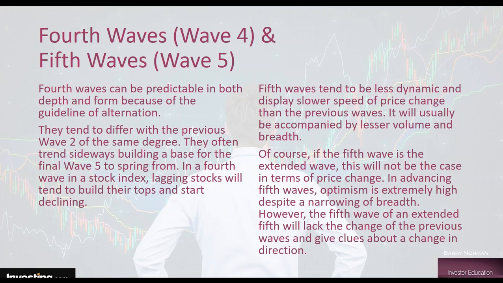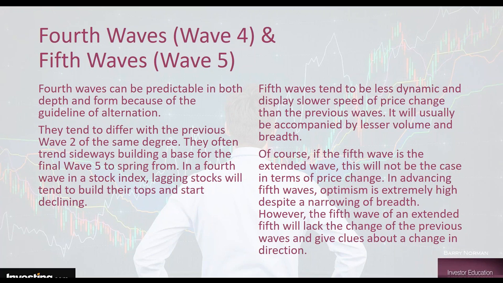Okay. Wave 4 and 5th wave. 4 waves can be predictable in both depth and form because of the guideline of alternation. Remember, we talked about the guideline of alternation. They tend to differ with the previous wave 2 of the same degree. They often trend sideways, building a base for the final wave 5 to spring from. In a fourth wave, in a stock index especially, lagging stocks will tend to build their tops and start declining.